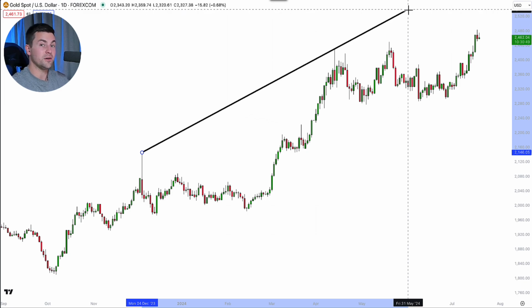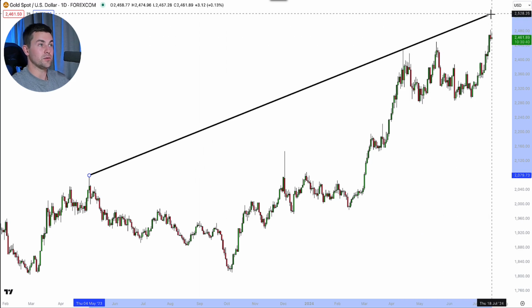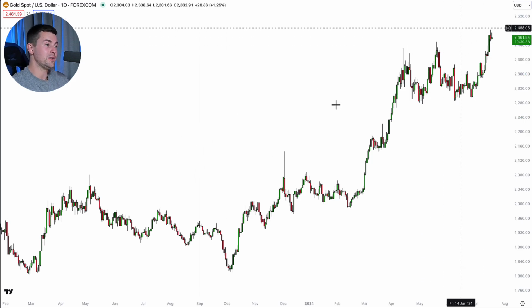Again, that trend line here is not valid. It is respected just 2 times. We zoom out the chart more and here we have one more significant high. Again, we draw the trend line and again that trend line is not valid.